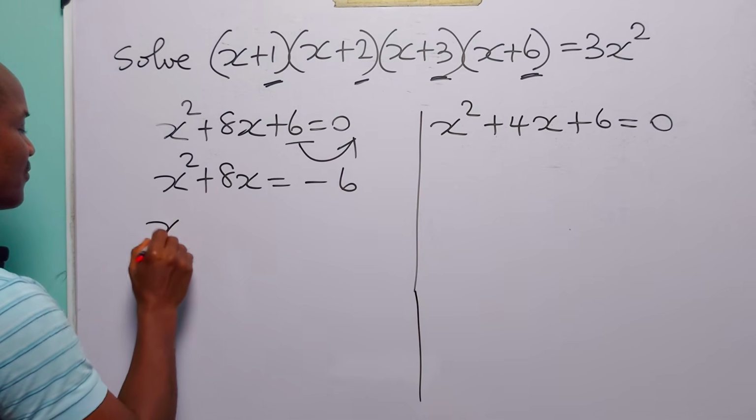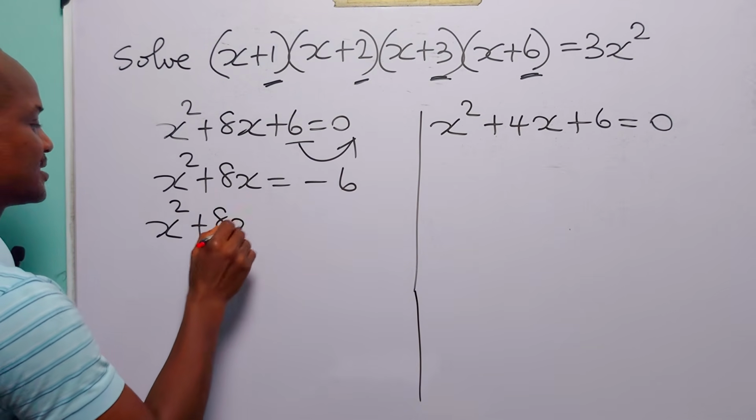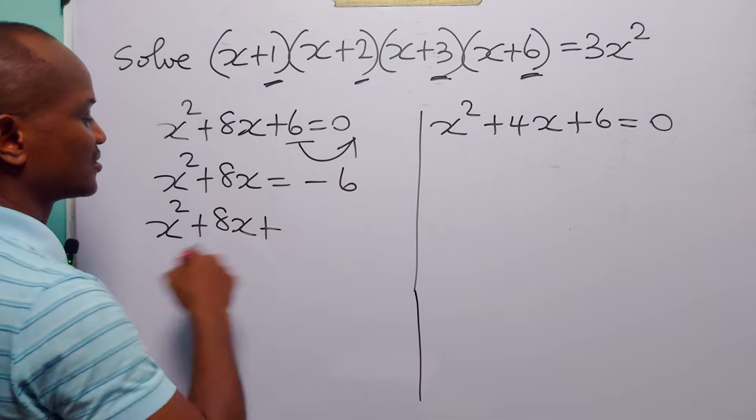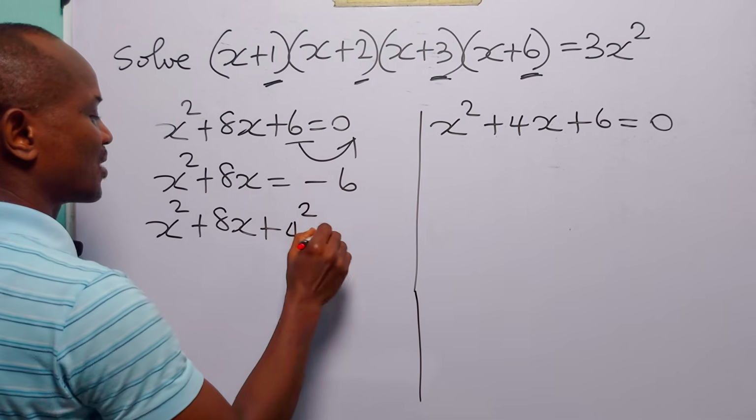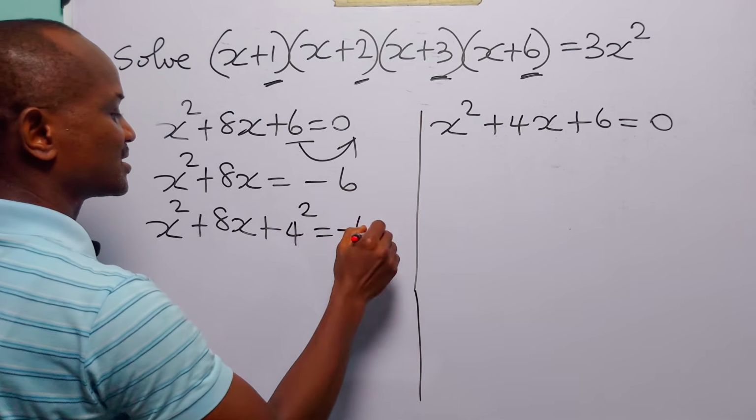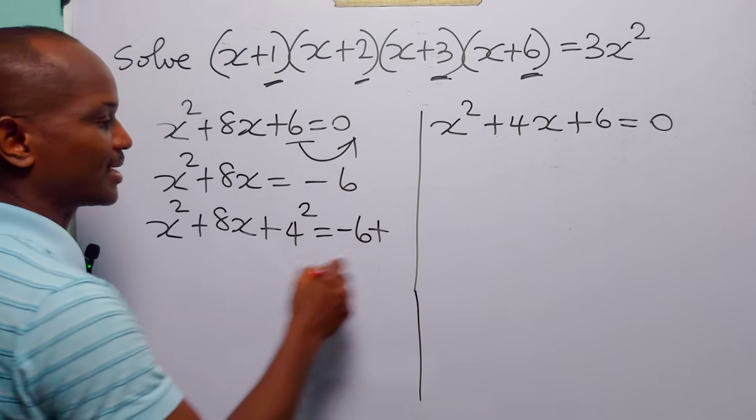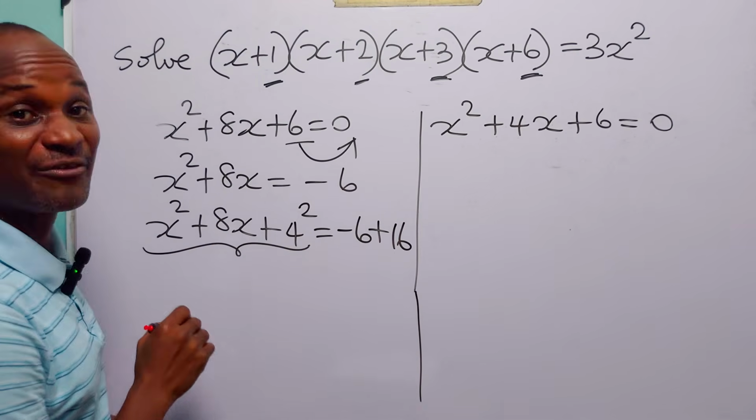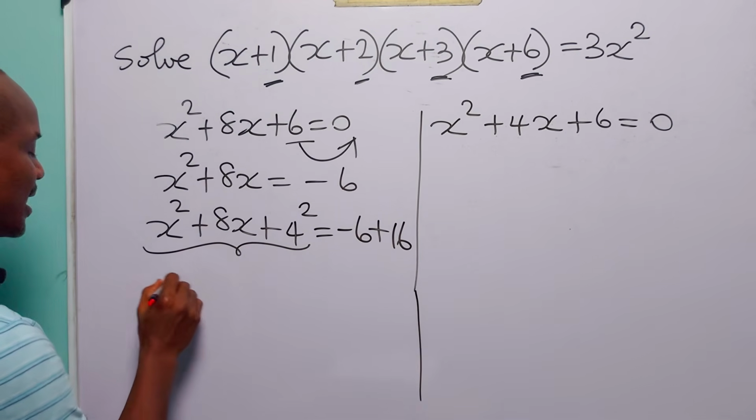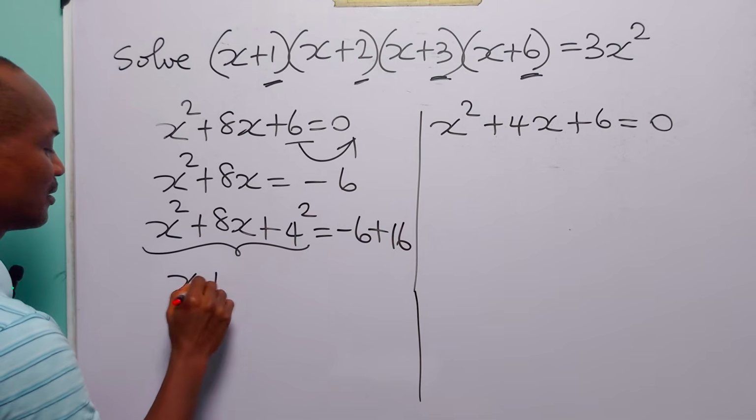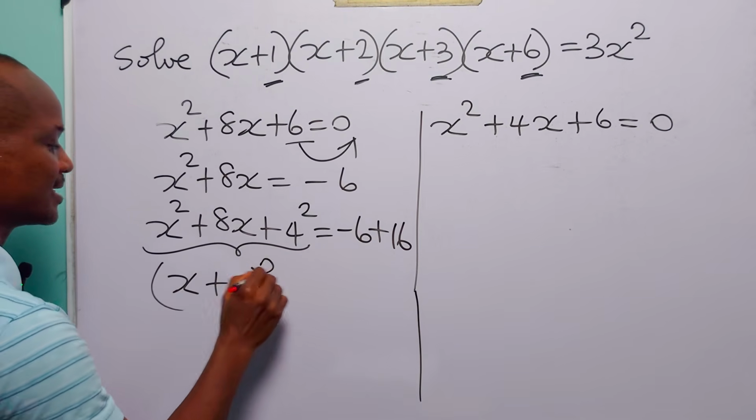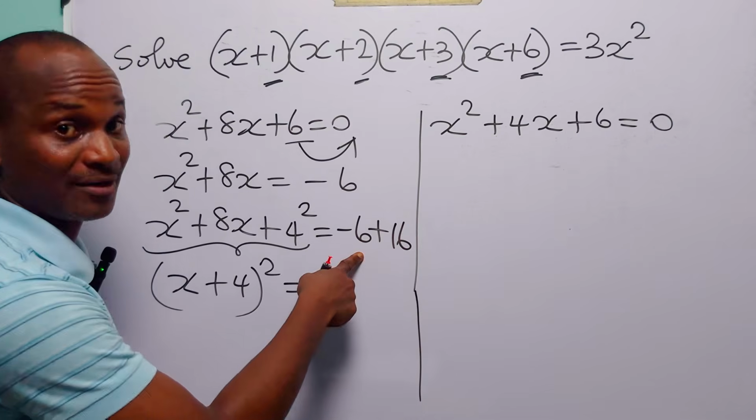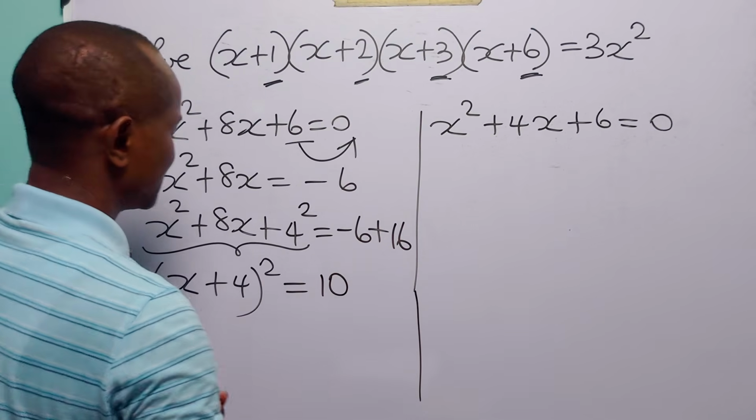When we do that, we have x squared plus 8x plus half of 8 is 4. So we have 4 squared. This is equal to minus 6 plus 4 squared is 16. Now, this is a perfect square. So we take one x and we take one 4 and we square. This is equal to 16 minus 6, which is equal to 10.